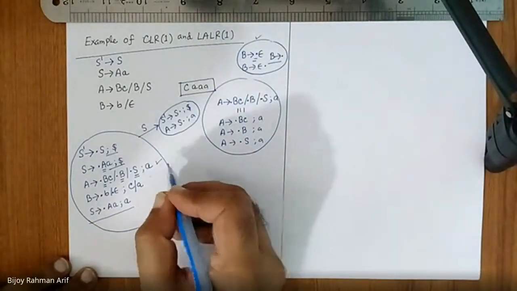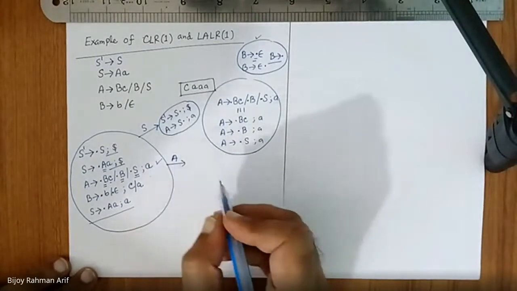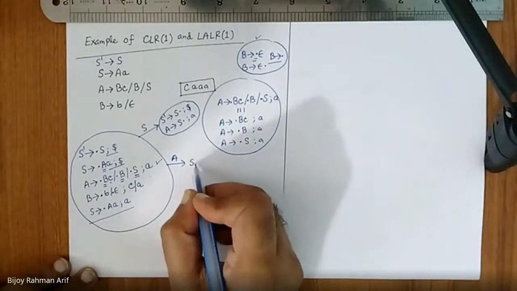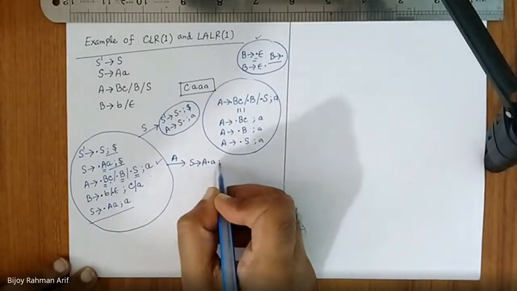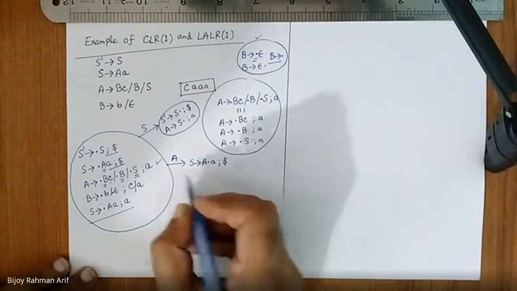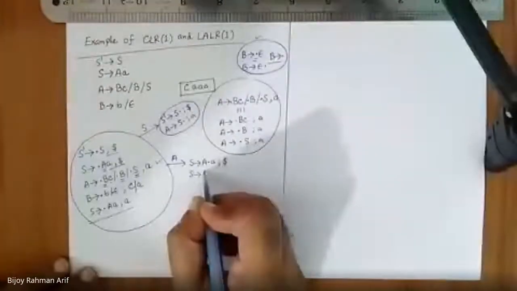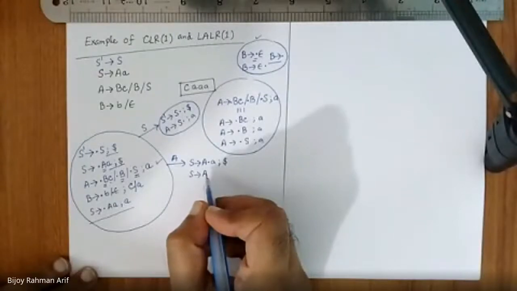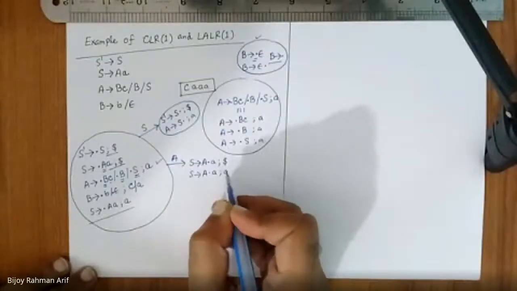Now move on A, what do you get? S derives A dot A, what is the look ahead? Dollar. And here S derives, comma A.